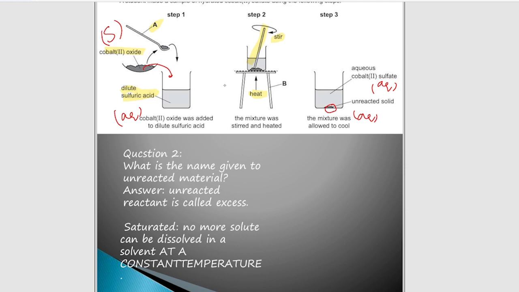What is the name given to the unreacted material in this salt preparation? This question is taken from a past paper. That unreacted material is basically the excess. It is the substance remaining on the filter paper after filtration. It is called the excess. And in the conical flask, I cannot draw it well here, we will get our copper 2 sulfate. The word saturated means no more solute can be dissolved in a solvent at a constant temperature.